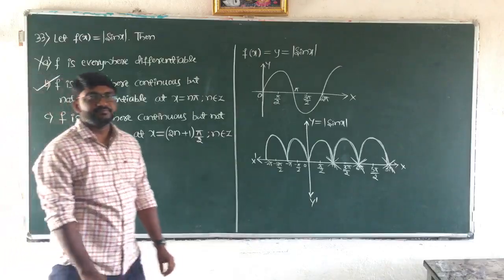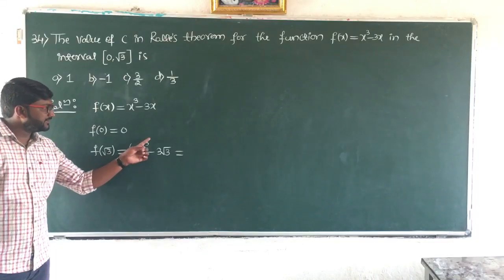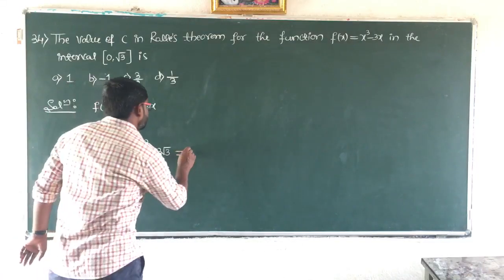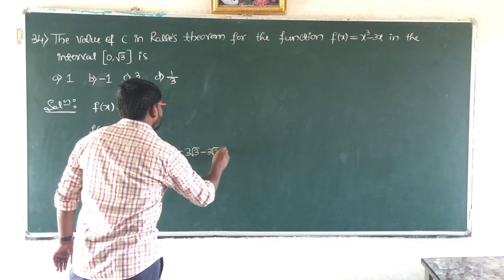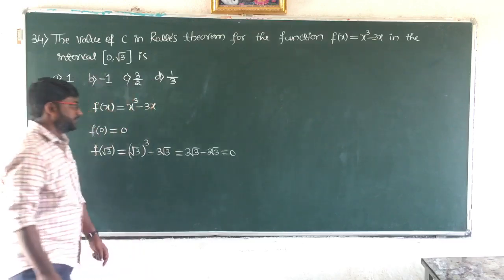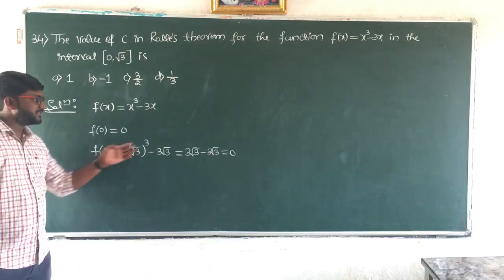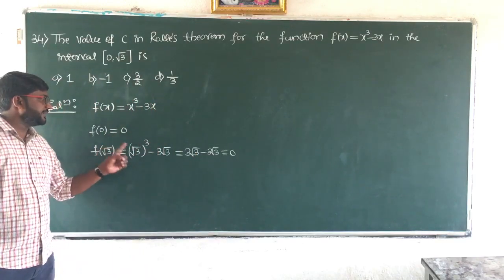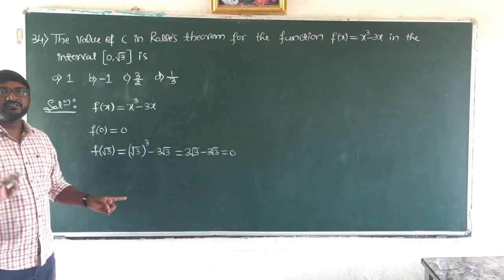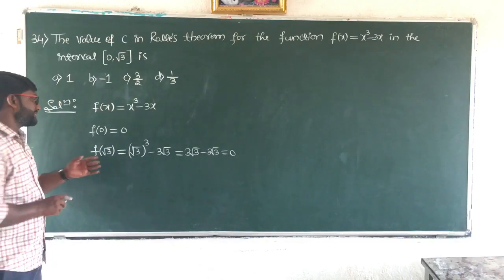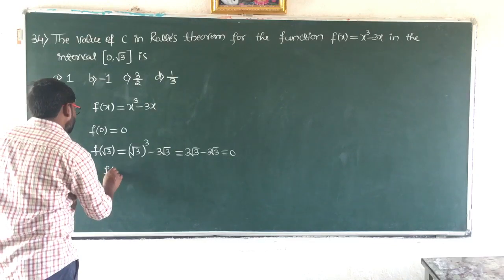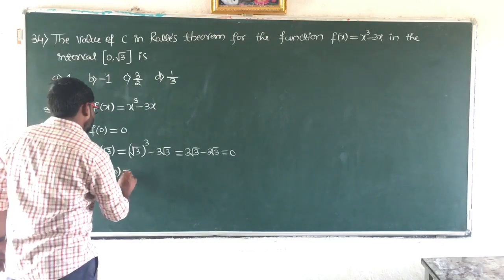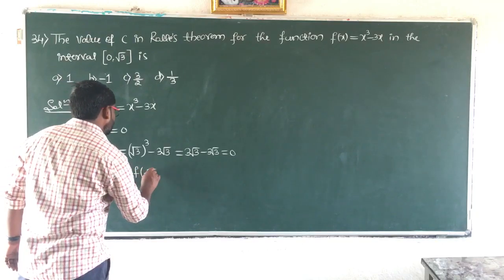So root 3 cube will be 3 times root 3. So 3 root 3 minus 3 root 3, the value will be 0. So f of b, that is root 3, is also 0. So here f of a is equal to f of b. That means the third condition is also satisfied. Therefore f of 0 is equal to f of root 3.